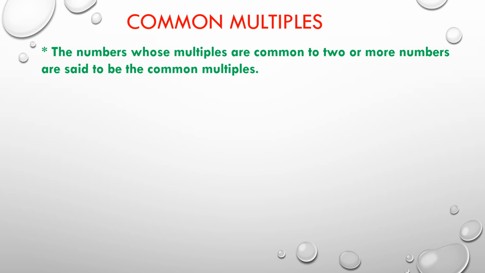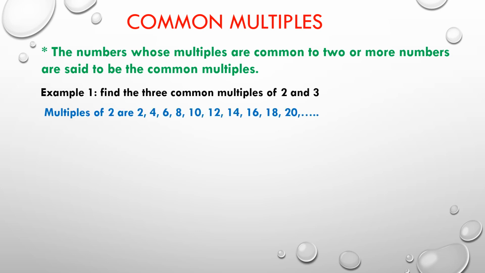For example, find three common multiples of 2 and 3. We have to find out three common multiples of 2 and 3. So what am I going to do for that? First, I will write the multiples of 2, which are 2, 4, 6, 8, 10, 12, 14, 16, 18, 20, 22, 24, and so on.